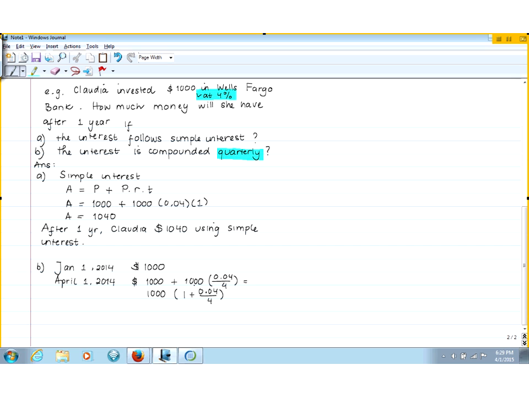So this is the principal plus the principal times interest. Maybe I should label this. This is the principal, and this is the principal times the interest rate for that quarter. Now, what about July 1st, 2014? Well, then Claudia's money is this much, 1,000 times (1 plus 0.04 divided by 4). So this is her principal.